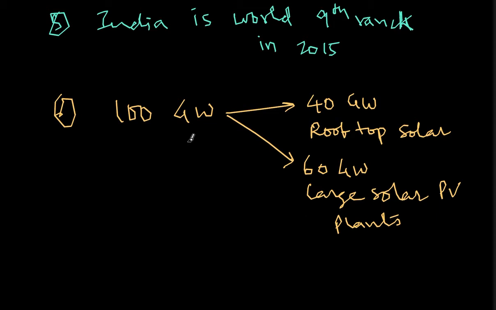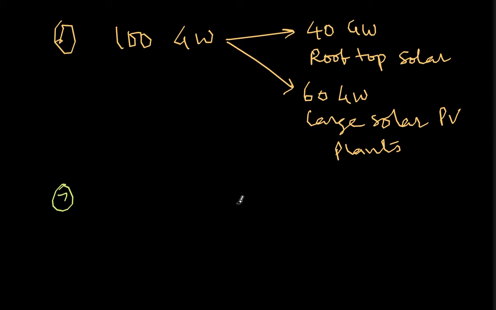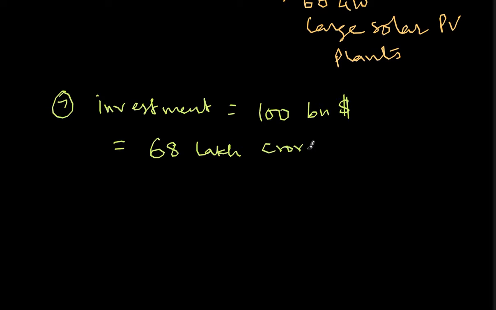But anyway, there's nothing bad in defining a very high target. But once the target is defined, we need to take steps to achieve it. Now, just to get a sense of how much investment is needed, the investment needed is about $100 billion. So this is $100 billion. When you convert to Indian rupees, you get about 68 lakh crore rupees. This is the amount of money needed for setting up this 100 gigawatt of solar capacity. Again, this is according to the website, that is Wikipedia. Point number 8.